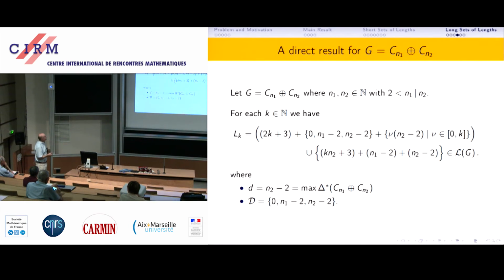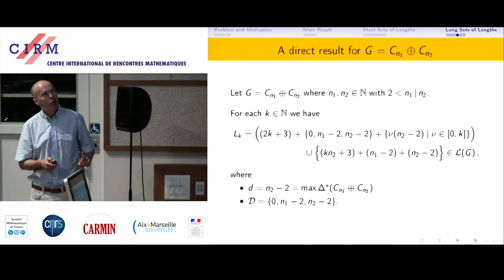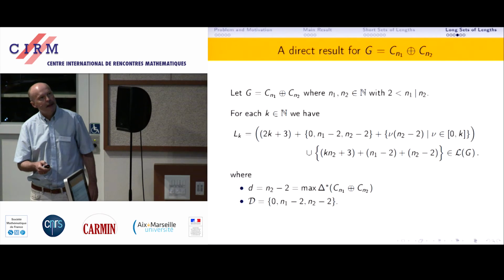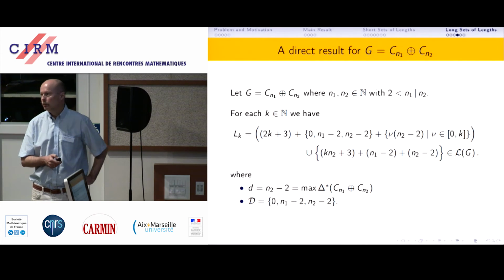And here's a set of lengths which does the job. Let's look at this set of lengths. How does it look like? This is a shift element. Let's forget it for the moment. This is one extra element. Let us forget about it. So what is LK? This is an arithmetical progression with difference n2 minus 2. It's an arithmetical progression with this difference, and we have these starting values. So the D in the abstract setting now consists of these 3 values, and the small d is n2 minus 2.